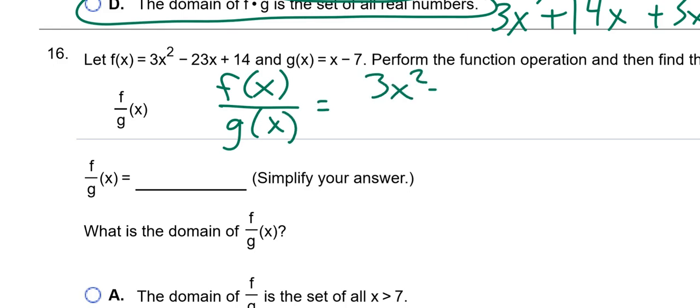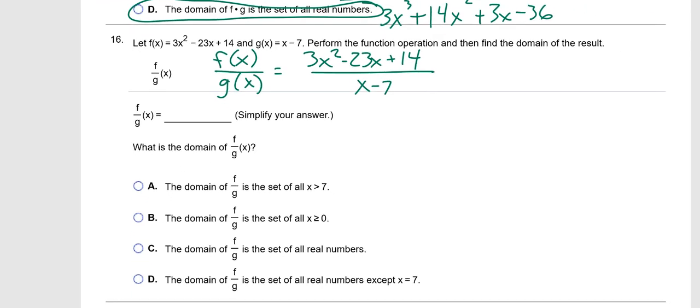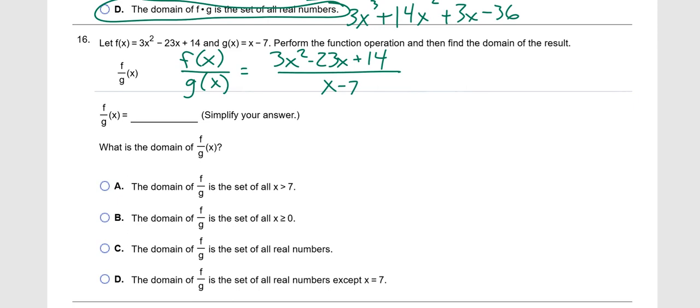3x squared minus 23x plus 14 all over x minus 7. There is a possibility of extra credit in this question, which I'll show you in a minute for those of you who are interested.